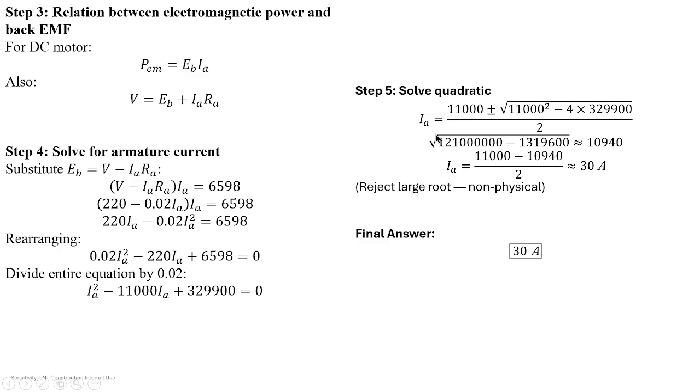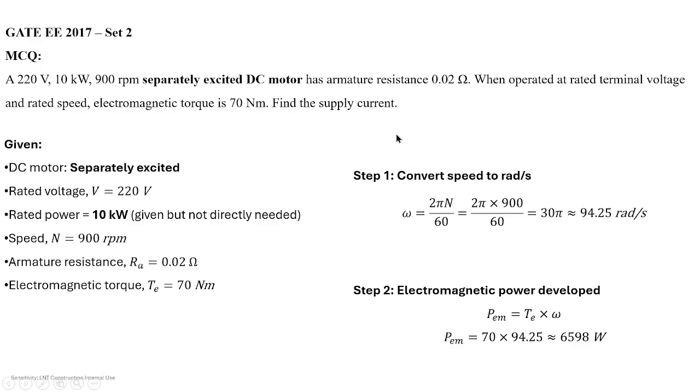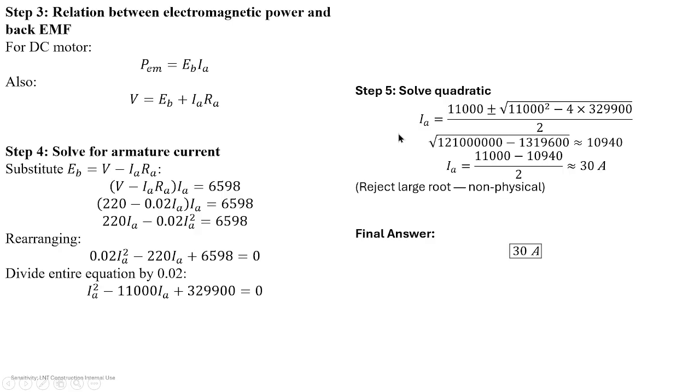So armature current value after solving this complex equation. Why am I saying complex equation? Because we have to square them with 11,000 square and 4 into 3,29,900. And then we have to calculate. So this is a lengthy process, and then you have to find the value of IA. So IA is 30 ampere. So 30 ampere is the answer of this question. The question asked what is the supply current, which is the armature current of this question.